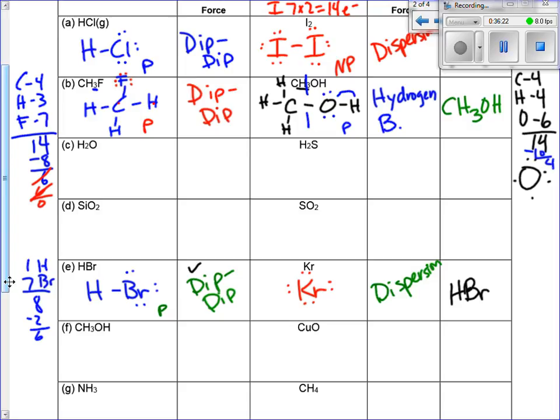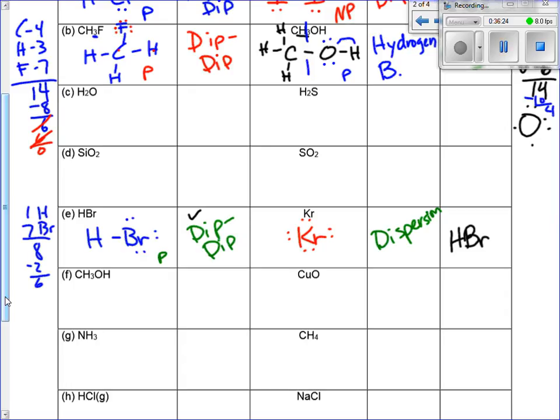One more fun one to do. We already did methanol, so we can redraw that very quickly. And we already know that it's polar because we already identified it up there. So we know that this guy has hydrogen bonding because we've already done it. Okay, but now we're going to compare it to copper 2 oxide. What does that tell me automatically? Copper 2 oxide. It has copper in it. What kind of compound would have copper in it? What type of element is copper?